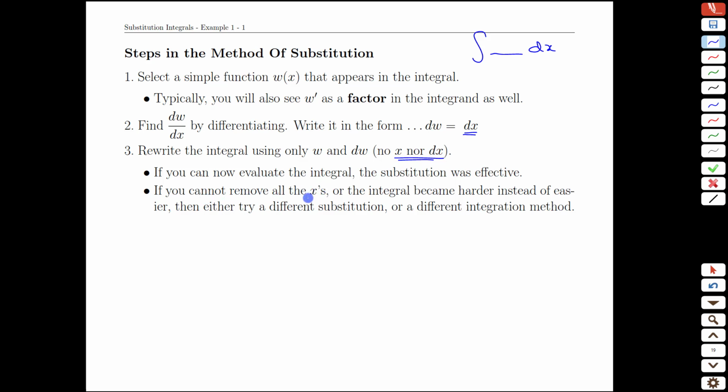If it turns out you couldn't get rid of all the x's, or you got a new integral that was actually harder than the one you started with, then that points to the need to try something else, some other alternative method, and we're going to see a couple later on in the course as well. But substitution is usually the first go-to method because it's fairly straightforward to execute, and usually there's some signs that it might be beneficial in the form of the integrand you see to start with.